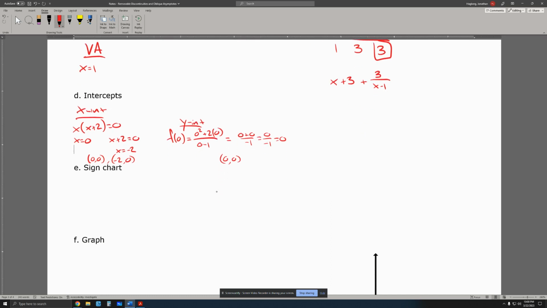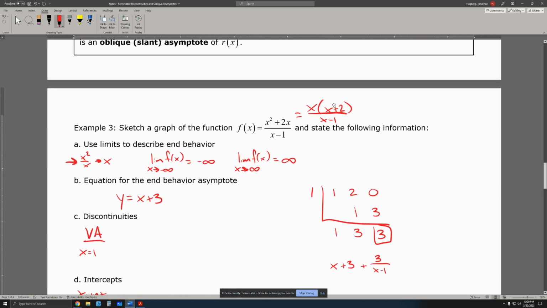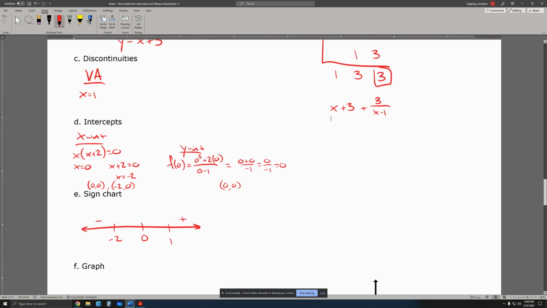Our sign chart, we've got three values here. We've got negative 2, we've got 0, and we've got 1. Okay? I know that the right-hand end behavior is approaching positive infinity, left hand is approaching negative infinity, and I know that the multiplicity of each of these factors is 1. So the one at 0, the one at negative 2, and the one at positive 1 are all 1, so it's going to flip sign over each of those.